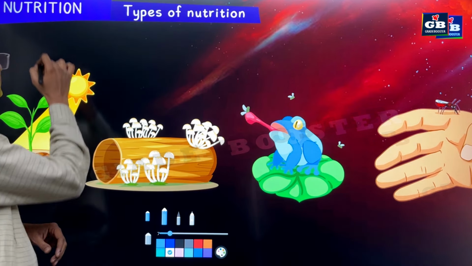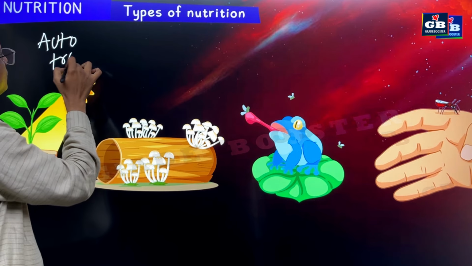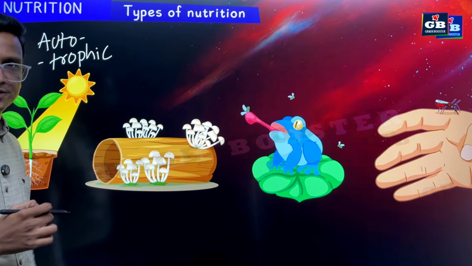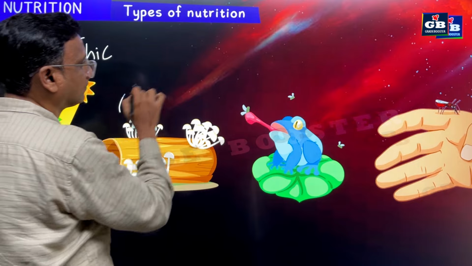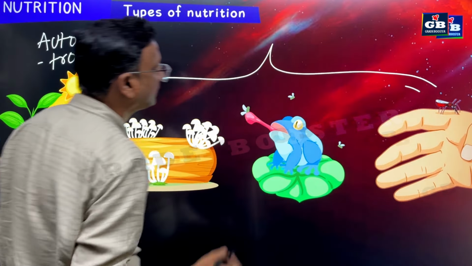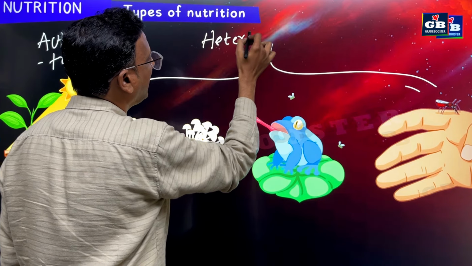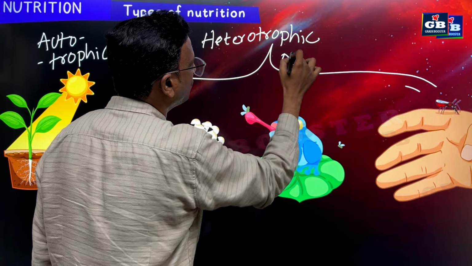The first one what we see here is autotrophic nutrition. And these three are heterotrophic nutrition.